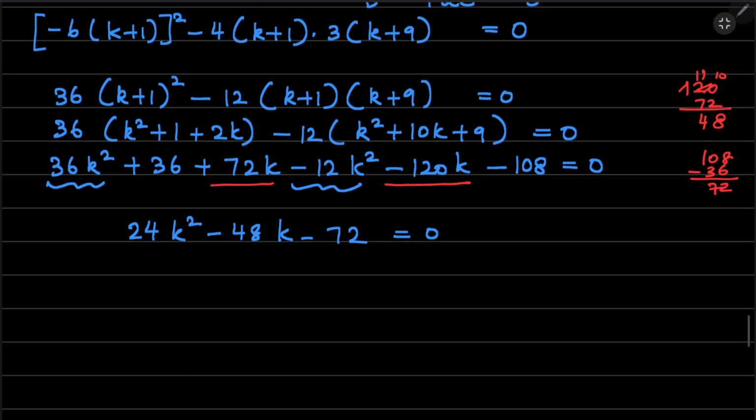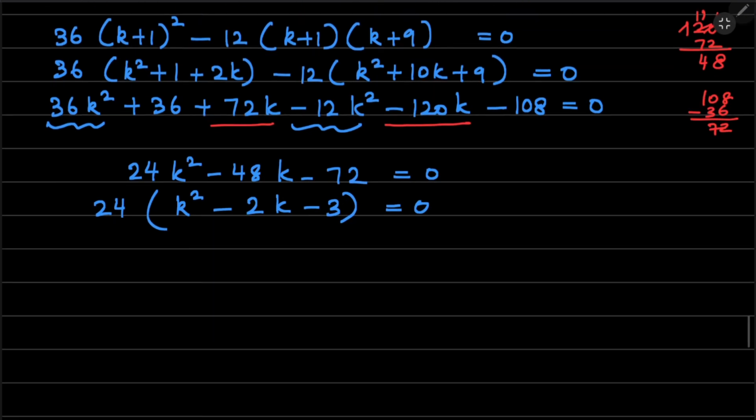So you can probably take 24 common out directly. That means k square minus 24 into 2 is 48. So 2k minus 3 equal to 0. Okay. So because 24 is a multiple, you have 24, 48, 72. They are all divisible by 24. So the final quadratic equation that you're getting is k square minus 2k minus 3 equal to 0.